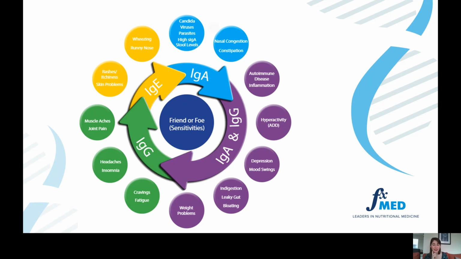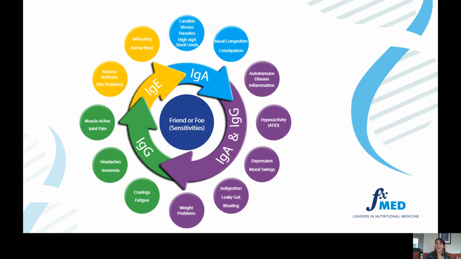Then we've got IgG, so things that can be markers to look at. Hey, maybe IgG is a component we'd like to look into. Things like cravings and fatigue, headaches and insomnia, joint pain, and muscle aches. And then popping up here to IgA, we see that the presence of things like candida, parasites, and viruses, as well as high levels of secretory IgA in stool, can lead us to believe that IgA is potentially a causal factor or contributing factor, as well as nasal congestion and constipation.